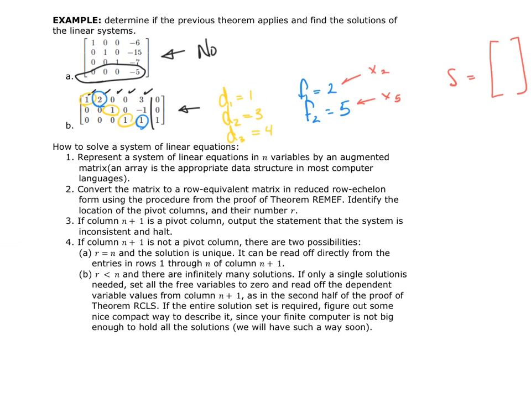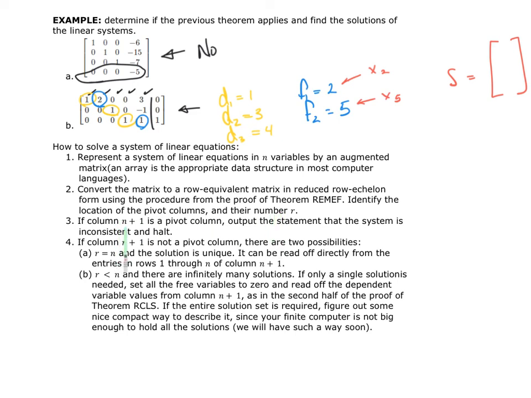So this is the last wrap-up of the video, and it's saying how do you solve a system of linear equations. The first thing you want to do is figure out what your n is: how many variables do you have? You go ahead and form the augmented matrix, and you put it in reduced row echelon form. After you do that, you use the theorem REMF. Identify the pivots and the number R. So we want to know the pivot columns, and how many pivot columns we have.